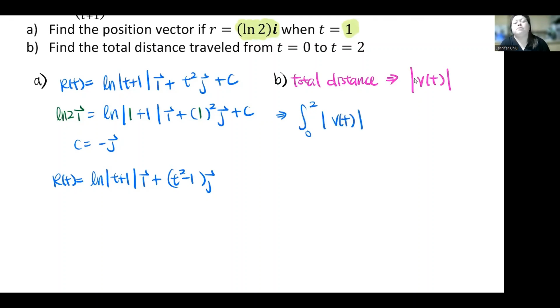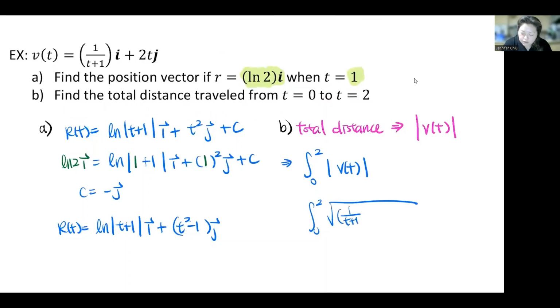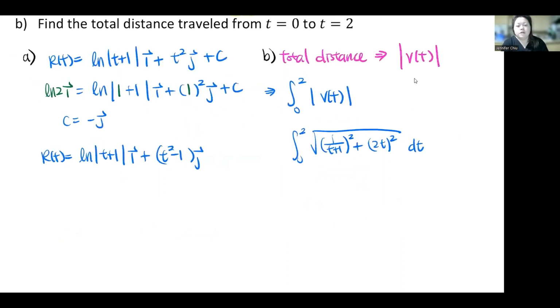And so we talked about this. When it's the absolute value, it is defined as the magnitude of v. So this is really the integral from 0 to 2 of the square root of (1 over t plus 1) squared plus (2t) squared dt. And yes, please use your calculator to figure this out. You can find the answer much quicker. And your answer should be approximately 4.335 for this. Okay, all right, that's it.